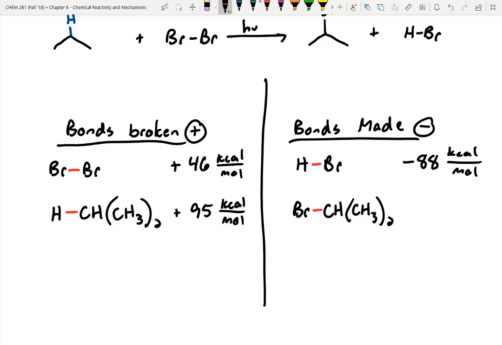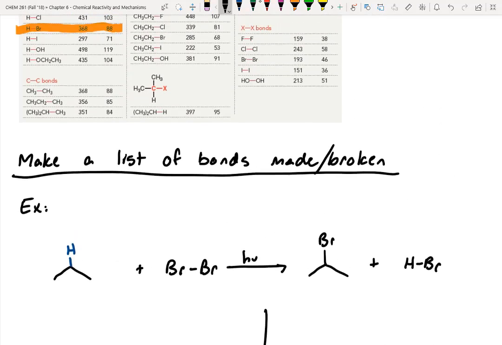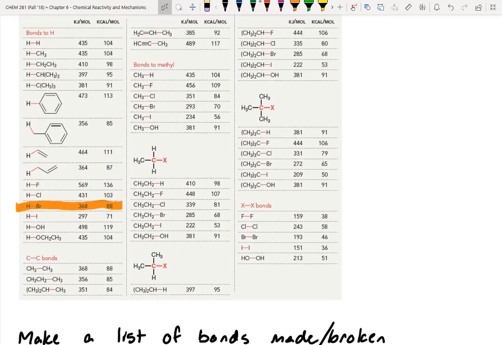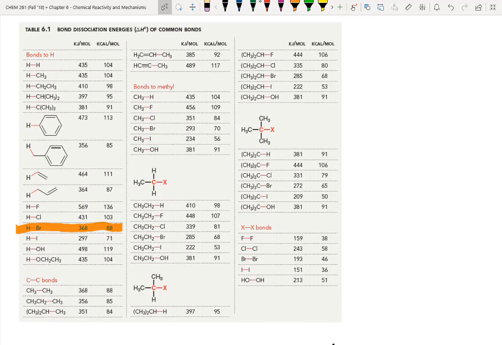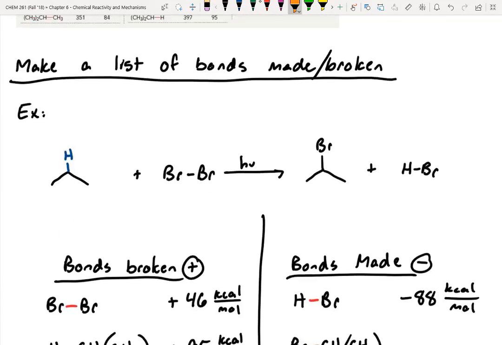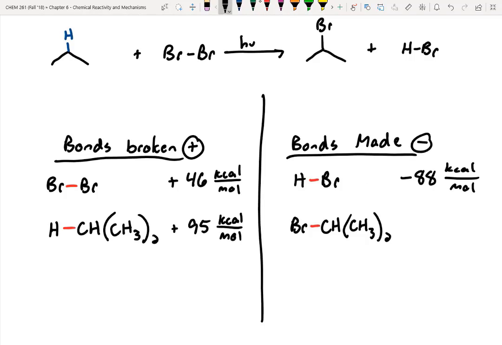All right, and then our last one is bromine bonded to a secondary carbon. Let's look for that one. Looking for this one, it looks like it's 68. I know it's kind of hard to see, but you can always pull up this chart in your book. It's table 6.1. It's pretty good. You can also look on Wikipedia if you want. They've got a pretty extensive table as well. So this is 68 kcals per mole. However, we need to put negative 68 to account for that sign.